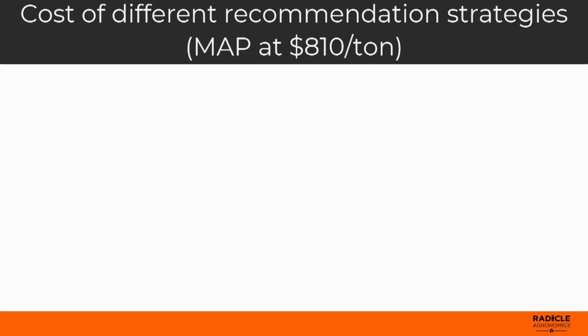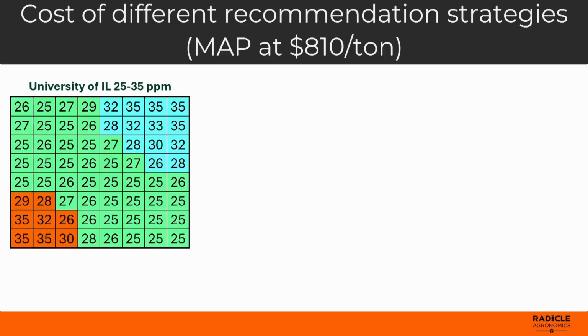So again, I've got my MAP price at $800 a ton, and I'm going to use the University of Illinois fertilizer recommendations. If my soil test level is less than 25 parts per million, I'm going to build it up to 25 because that's the critical soil test level. If it's greater than 35 parts per million, I'm going to draw it down to 35 because that's the maintenance limit. Any soil test between 25 and 35 is going to stay the same. So in theory, if I follow that recommendation, this is what my field will look like.